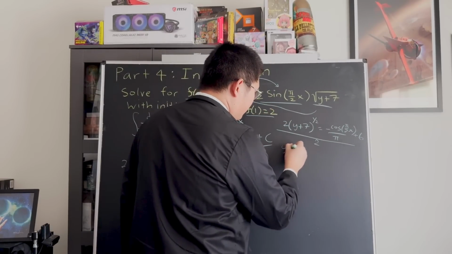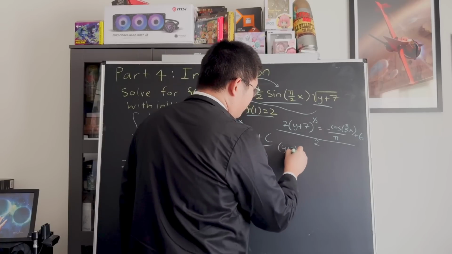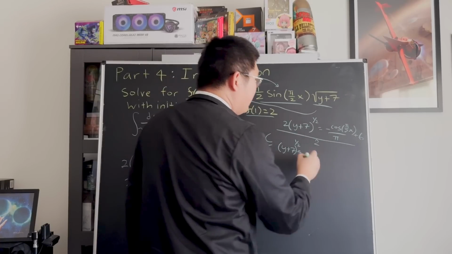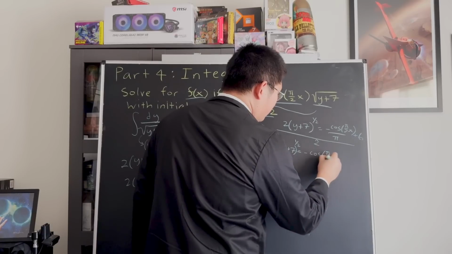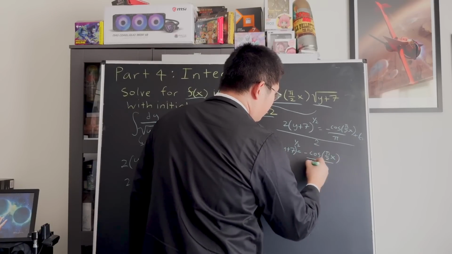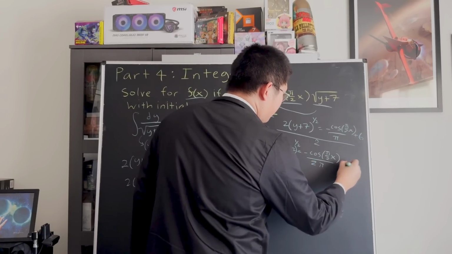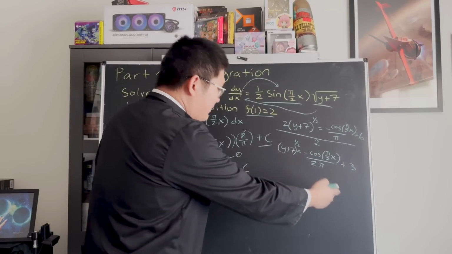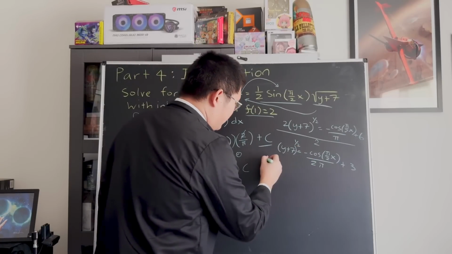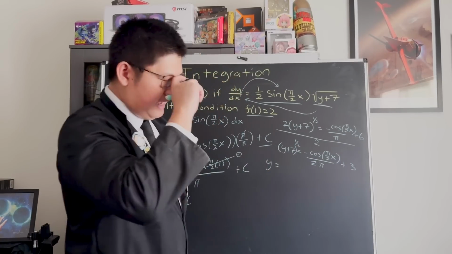So let's get y plus 7 being equal to, and leaving that 1/2 there for now, negative cosine of pi over 2 times x all over 2 times pi, and then plus 3, because we can distribute that divided by 2. Then we square everything first and then subtract the 7 afterward, keeping track of that line of work there.